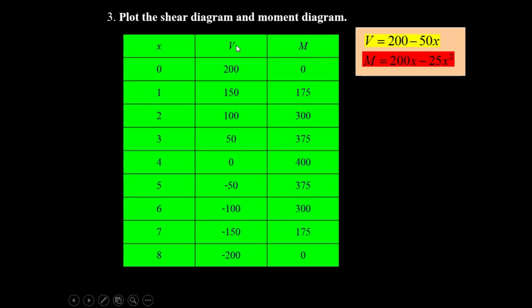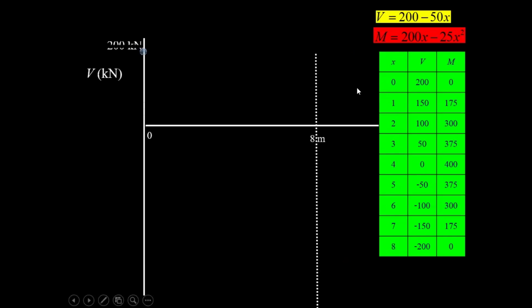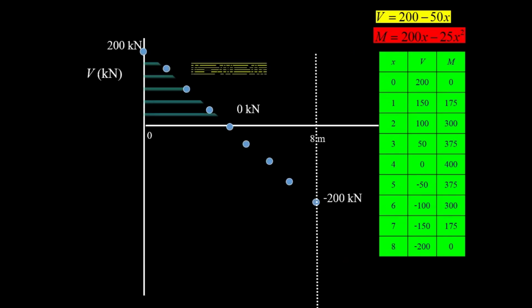Now you come to the table. You plot the shear force in kilonewton and the moment, with the value of x from 0, 1, 2, 3, 4, 5, 6, 7, 8 into the equation for the shear, and for the moment. And then when you plot the graph, you will get the graph like this one.